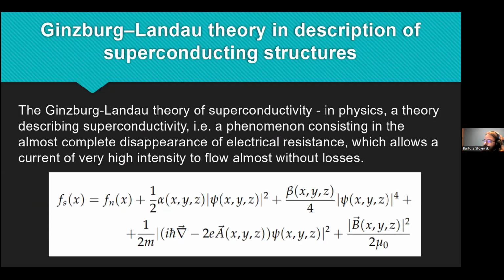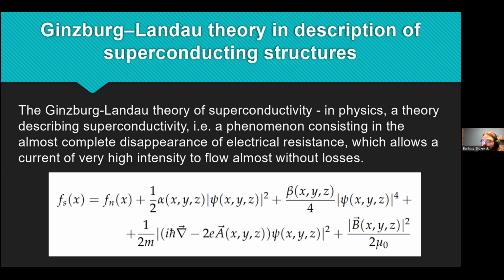To properly describe the next slides, I need to explain what the Ginzburg-Landau theory of superconductivity is. In physics, it is a theory describing superconductivity, which is a phenomenon consisting in the almost complete disappearance of electrical resistance, which allows a current of a very high intensity to flow almost without losses. The magnetic field cannot penetrate the superconductor, which causes an object made of it to levitate over the magnet.